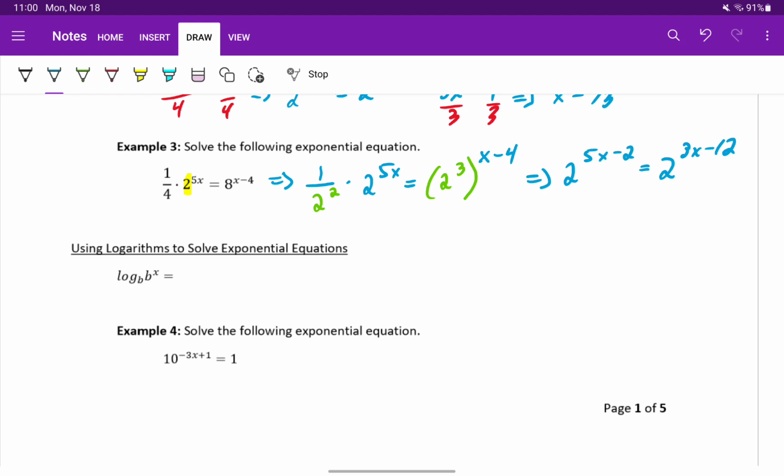Now that everything's written in terms of the same base, we can set those two exponents equal to each other and solve from there. To do that, we can subtract 3x from both sides and add 2 to both sides, which will give us 2x is equal to negative 10. And then dividing both sides by 2 will give us x is equal to negative 5.